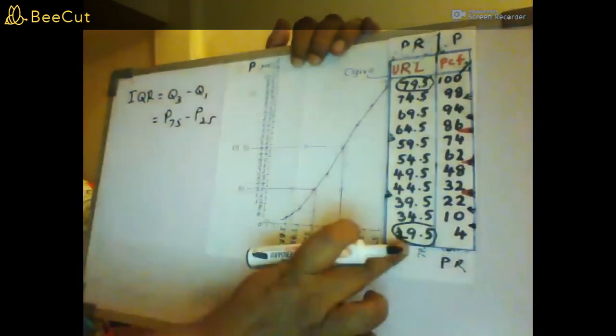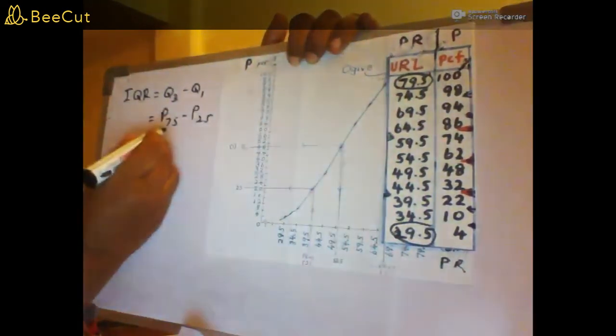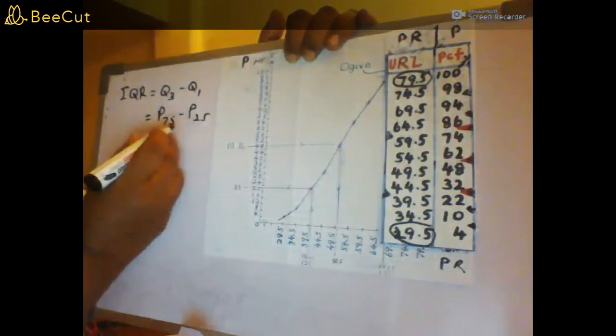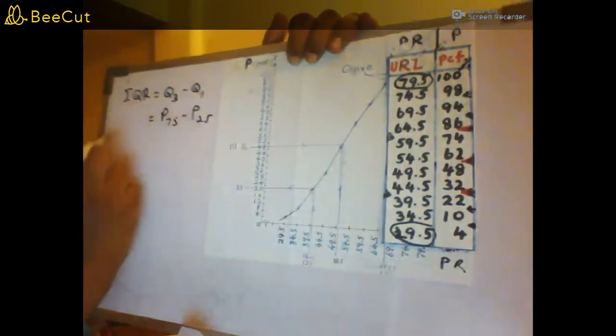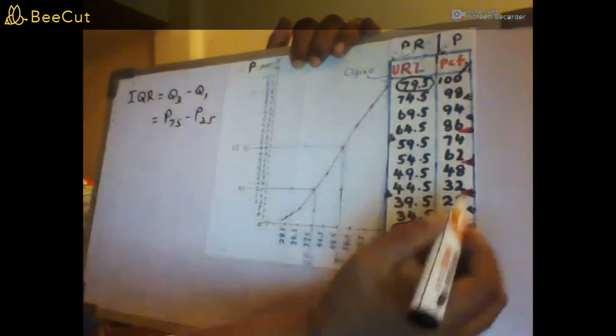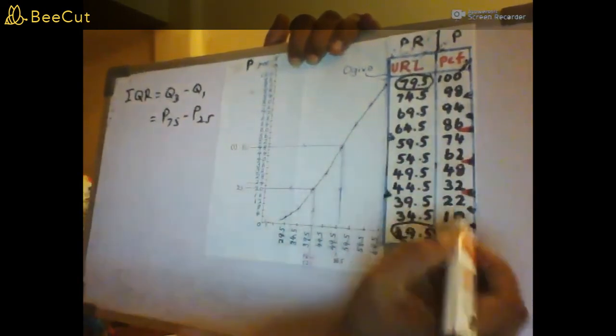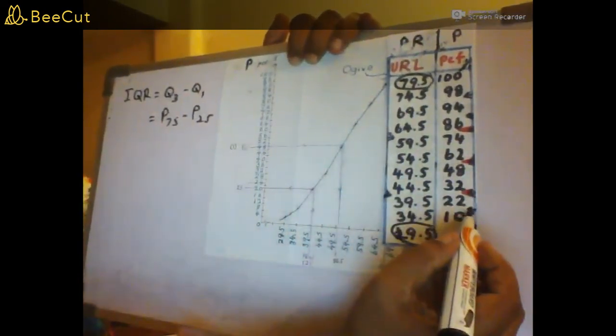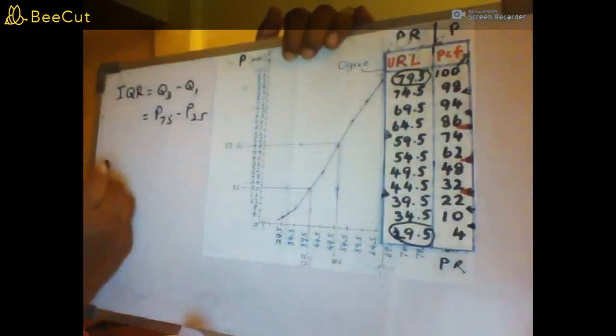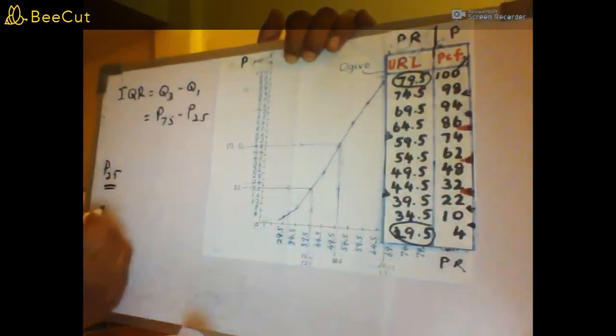One method is this. Remember, we have to find P25 and P75. Now, P values, know what is given? So go to this column. P25 is here. So you know how to get P25. First, you will have to calculate P25.